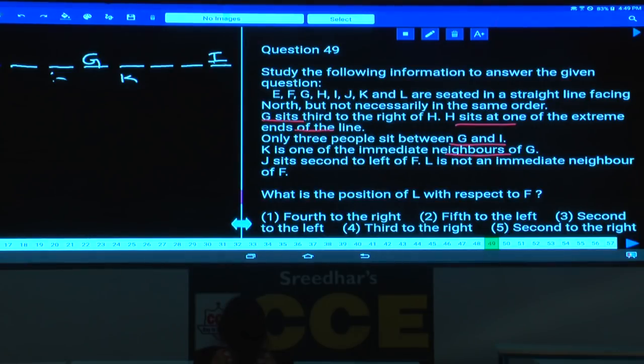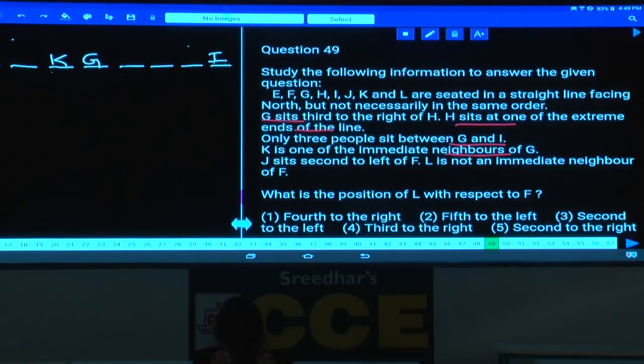If you take K at this place, J sits second to the left of F. Is it possible here? J sits second to the left of F is not at all possible. J can be either immediate left hand side or immediate right hand side. Second to the left of F is not possible, which implies that hence K cannot be to the right hand side of G. As K cannot be to the right hand side of G, now this K is an immediate neighbor of G, hence K must be here.